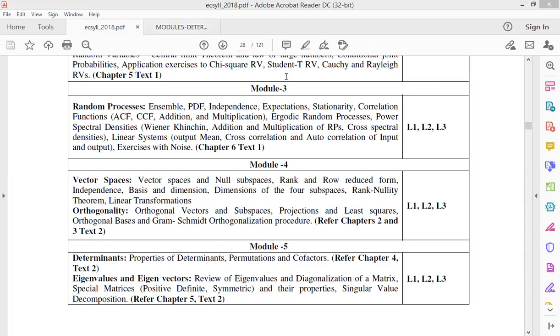So having that in mind, you can concentrate on 3 or 4 modules. 4 modules is enough, I think. So instead of concentrating only on 3 modules, you can concentrate on 4 modules and you can prepare well.